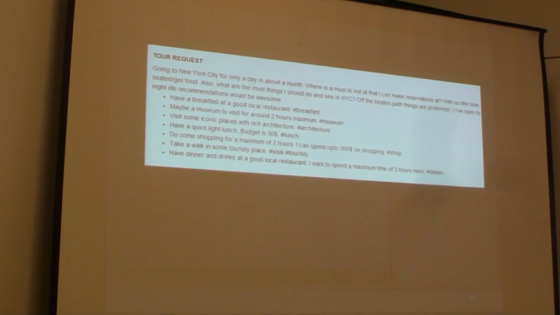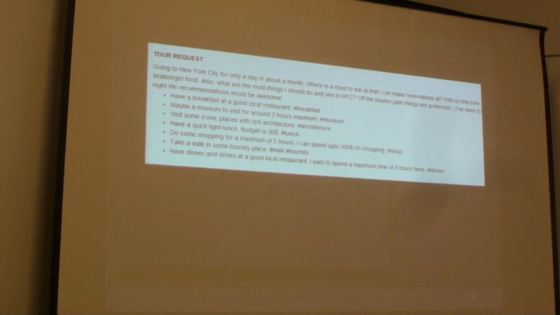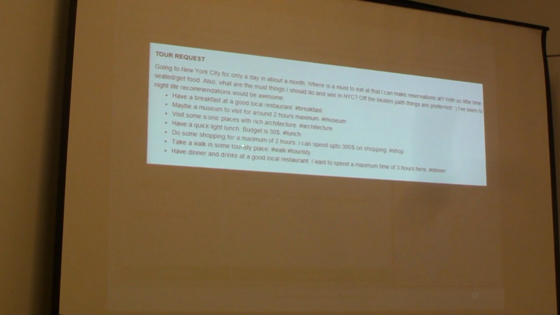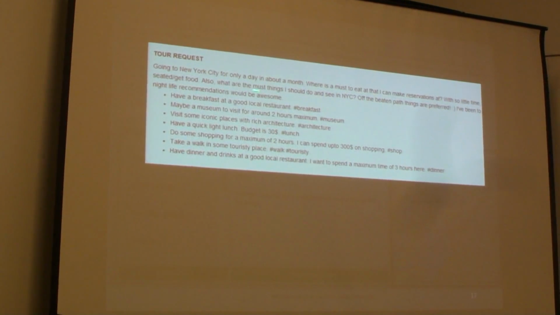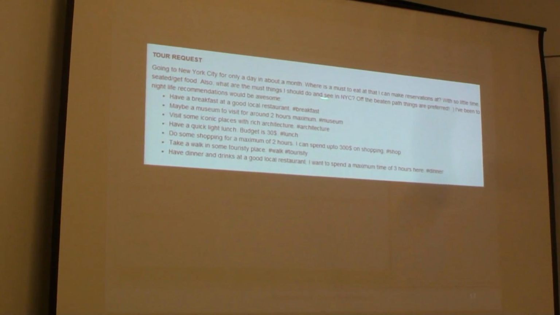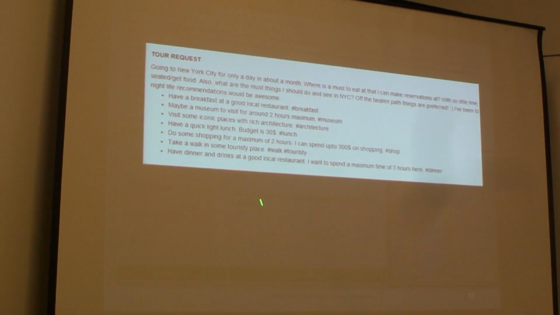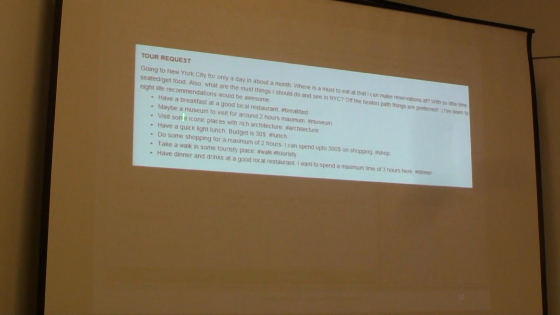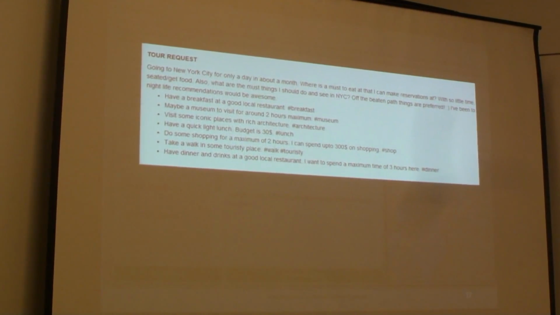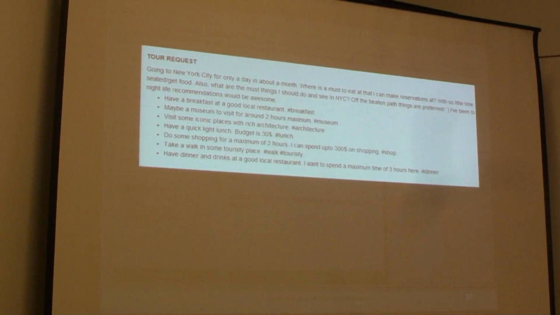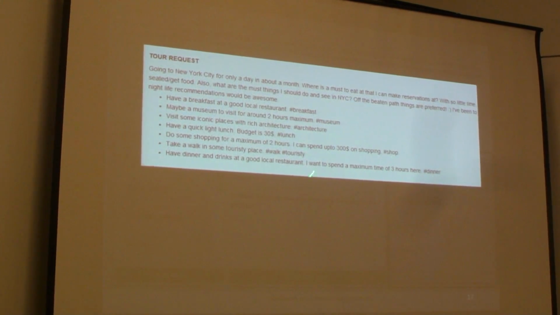The next important thing to look at is the request from the requester. Now this is slightly more detailed than the example I gave you. If you look at it, it has two components. One is a full text component where the requester said I'm going to New York City for only a day in a month and so on and so forth. And then there's also a semi-structured part where they've given us some sort of constraints on what they would like to do. So this is a combination of preferences plus constraints.